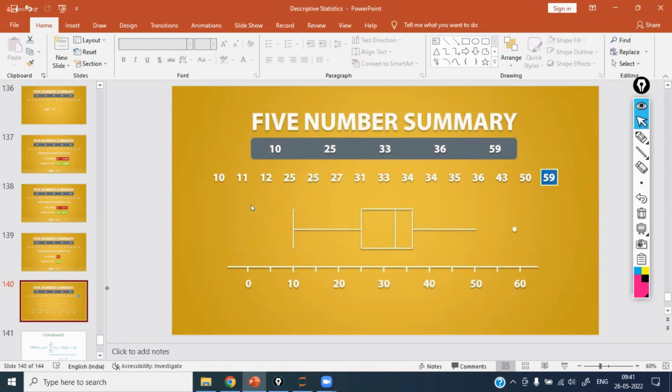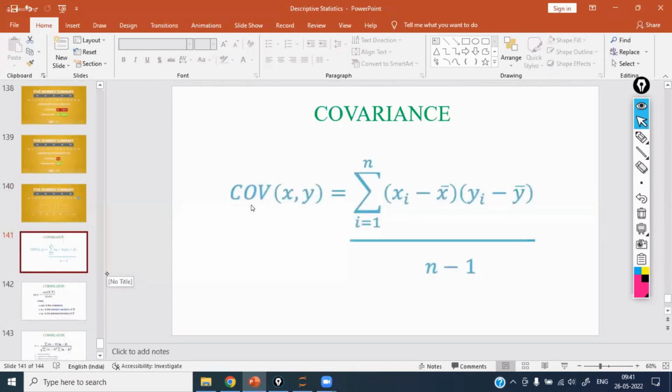What is the purpose of box plot? It is going to identify the outliers. How does box plot identify the outliers? By using the IQR method. For each and every question, that is the answer you have to give. Is that clear, guys? Next one is covariance.